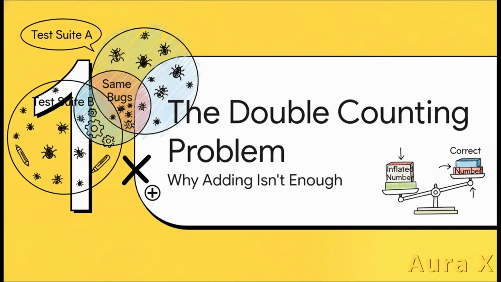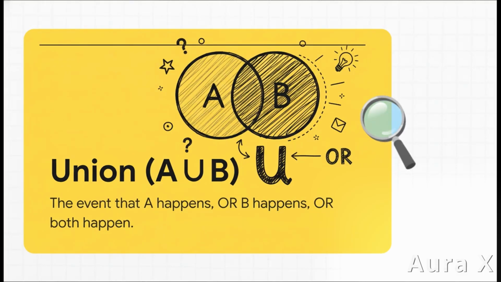The reason that math doesn't work is because of this really common trap we all fall into: double counting. See, it's almost certain that some of the bugs found by test A are the exact same bugs found by test B. When you just add 60 and 60, you're counting that overlapping group of bugs twice, which gives you that crazy inflated number.